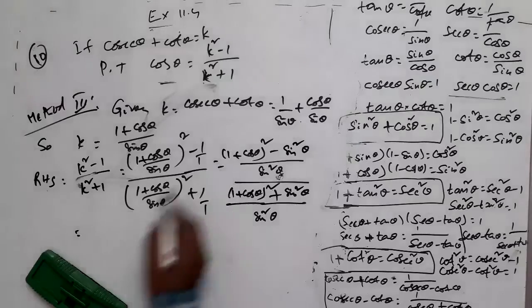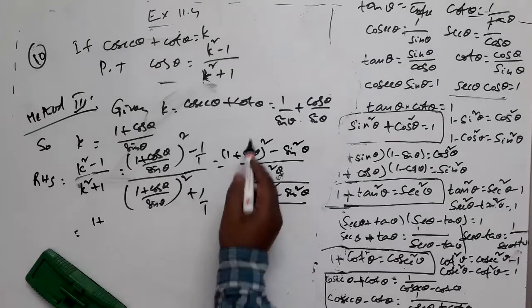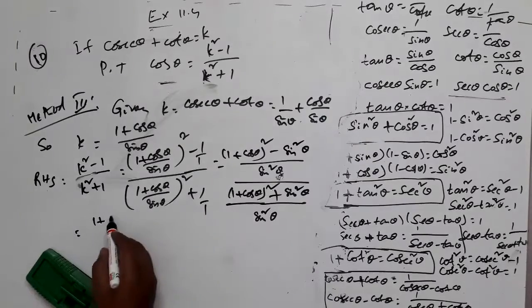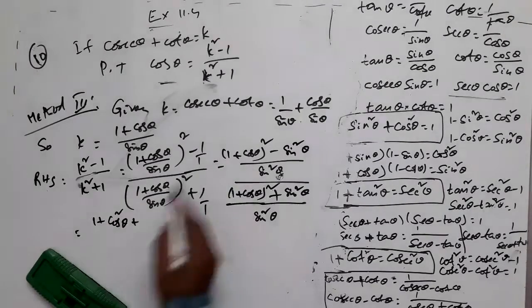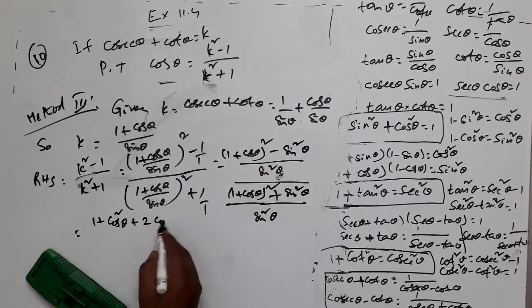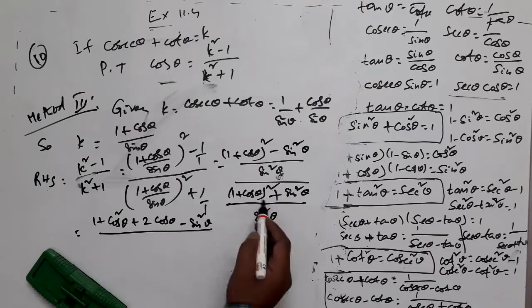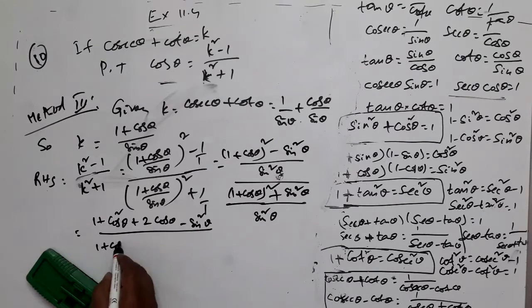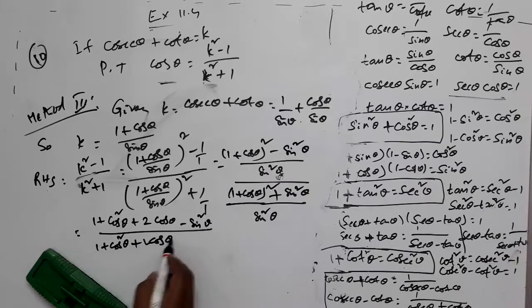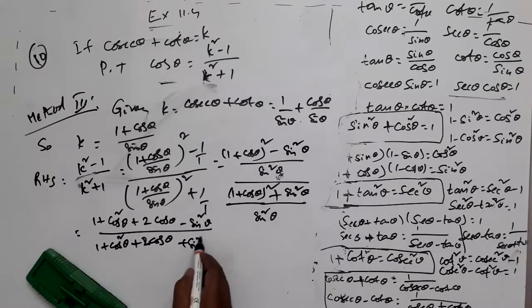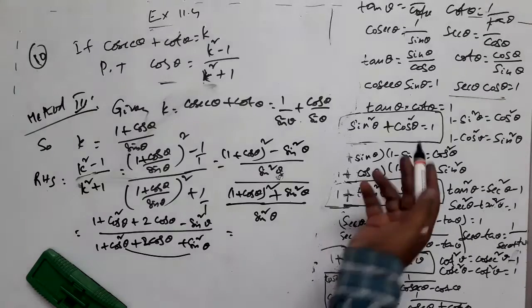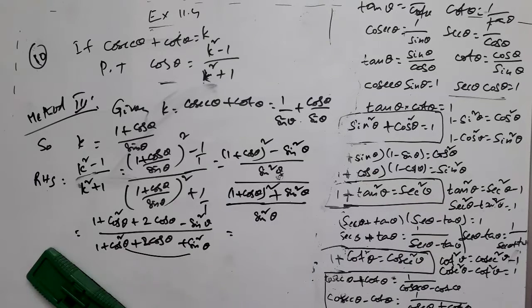So what is remaining? (1 + cos θ)² is a² + b² + 2ab, so 1² + cos² θ + 2ab, which is 2 into 1 into cos θ, that is 2 cos θ. Of course minus sin² θ. In the same way, the denominator is (a + b)², a² + b² + 2ab, plus sin² θ. I want to simplify further. Yes, what can I do? This is cos² θ plus sin² θ, which can be replaced by 1. 1 plus 1 is 2, so 2 plus 2 cos θ.